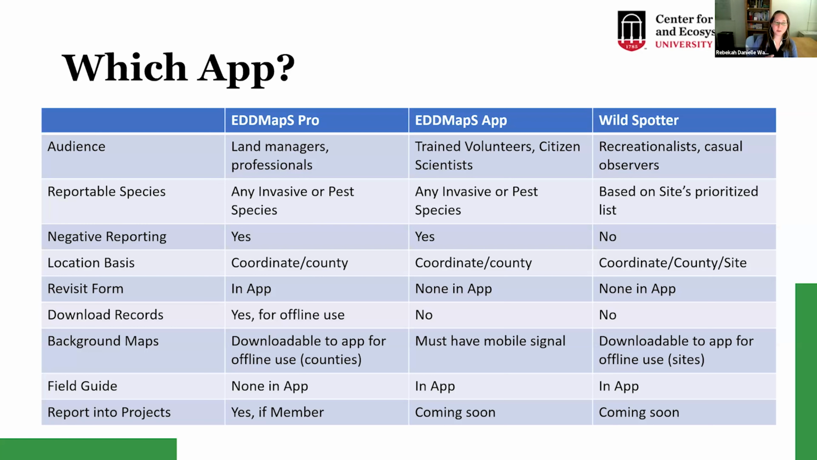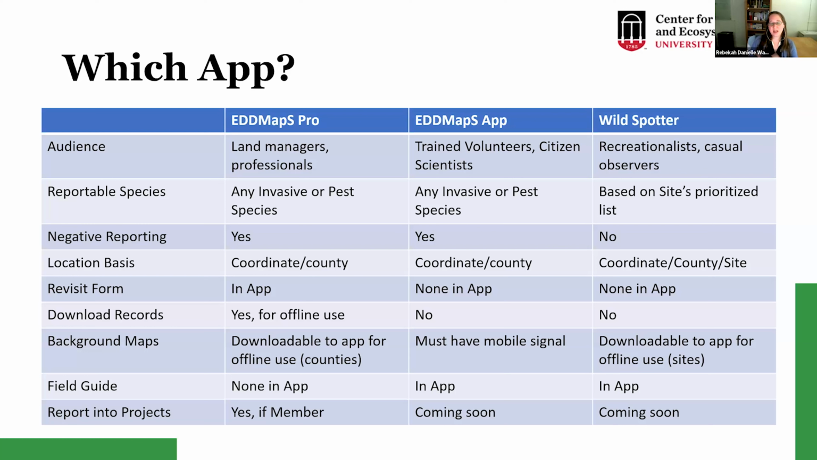For EDDMapS Pro, the reportable species, they can be any invasive or pest or biocontrol species we have in our database. You create your own list of things you want to report. The EDDMapS app is similar in that when you download the EDDMapS app, you pick your state, province, whatever, and you'll get a species list from that selection, but you can add your own species in the My Species section, which means you can report anything you feel you need to report. And then there's also another option if you have mobile signal called Search, where you can search for live any species in our database. With Wild Spotter, it's based on the site's prioritized list. So again, if you're a national park and you have 10 species you want people to report when they're out recreating, those 10 species are the species they can report.